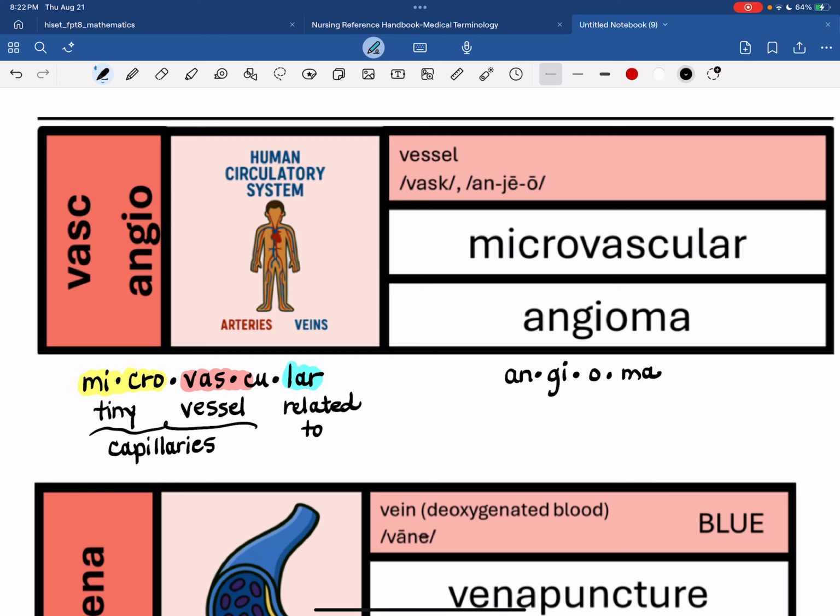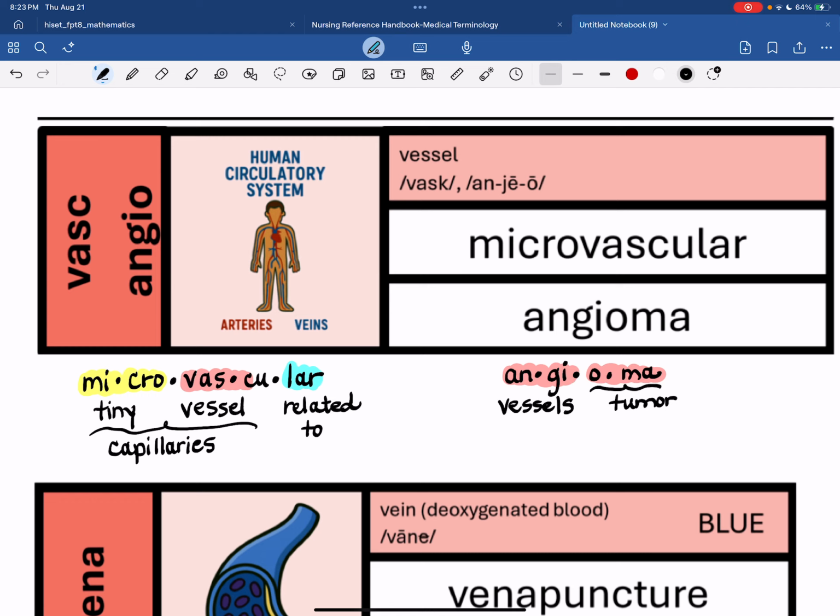Angioma. An oma is actually a root that we did not talk about, but we probably should have. Oma is tumor. We talked about onc as being a tumor, but oma is a suffix root that means tumor. And then angi or angio is vessel. So an angioma is a tumor made of blood vessels or rich with blood vessels.